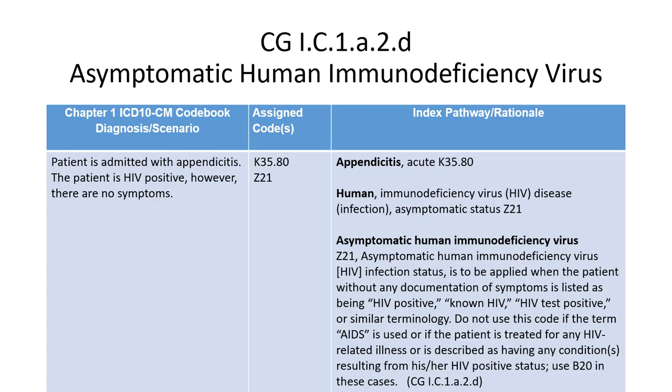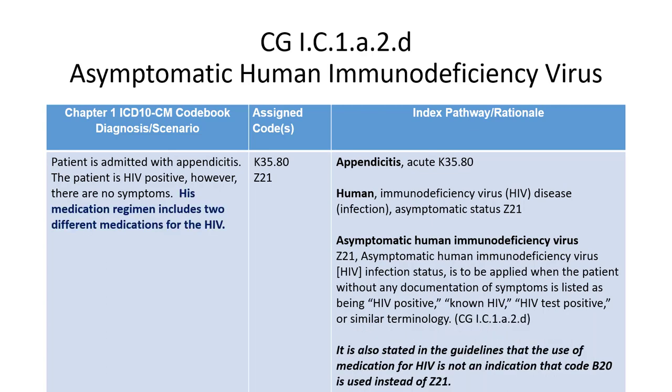the HIV infection. This is the same scenario, but I'm adding that his medication regimen includes 2 different medications for the HIV. And the guidelines tell us that the use of medications is not an indication that B20 is used instead of Z21. He is still asymptomatic. Yes, he's on medications for the HIV, but he is asymptomatic. He is admitted for the appendicitis. So your appendicitis remains as your principal diagnosis and your asymptomatic status of the HIV as your secondary diagnosis.